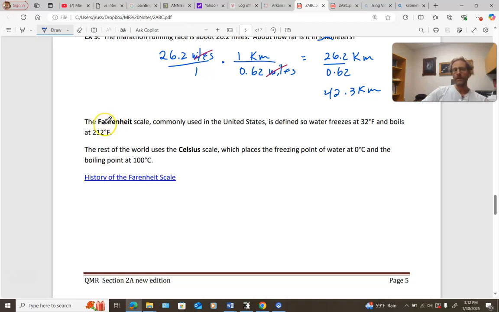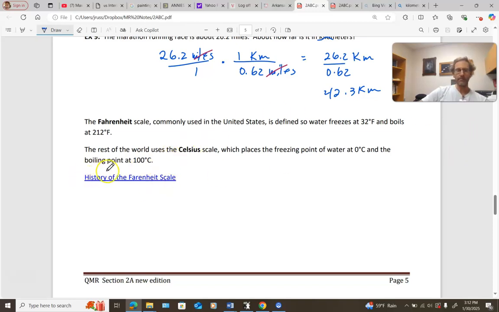So you can see that the Fahrenheit scale is spread out more. From the freezing to boiling point, there's a larger distance on the Fahrenheit scale as opposed to the Celsius scale. So each degree Celsius actually represents more than 1 degree Fahrenheit.